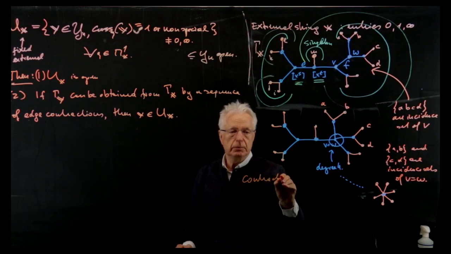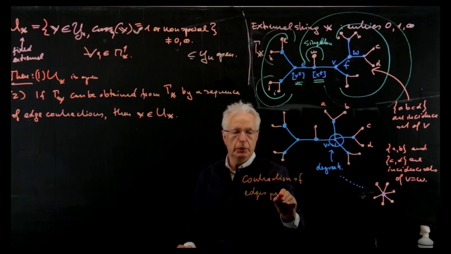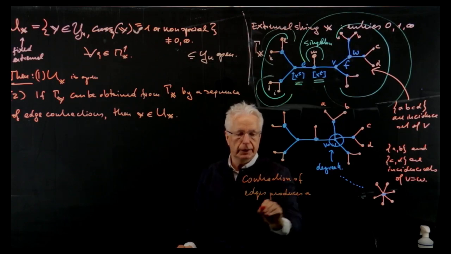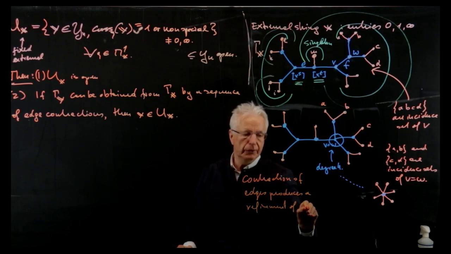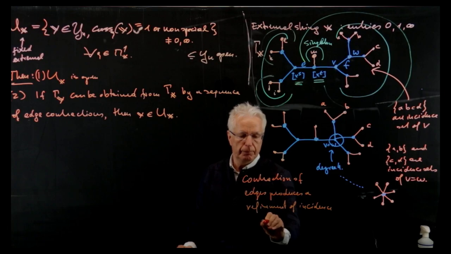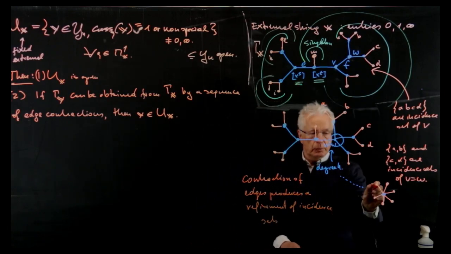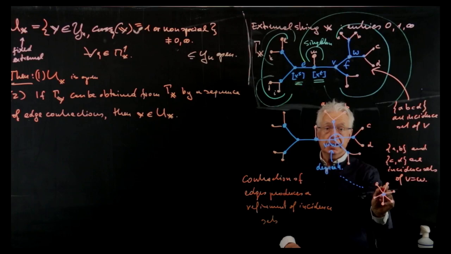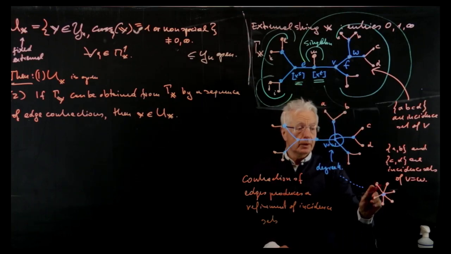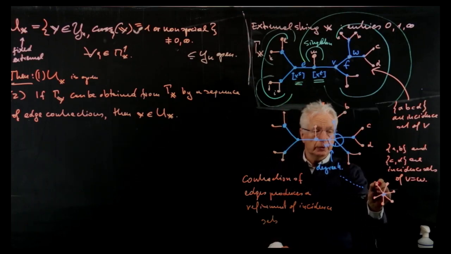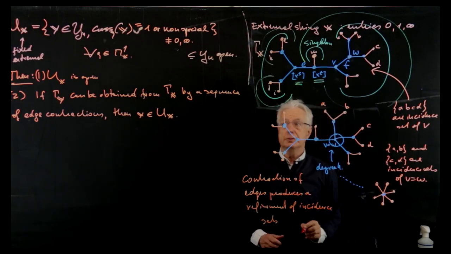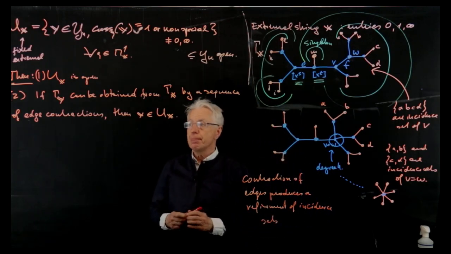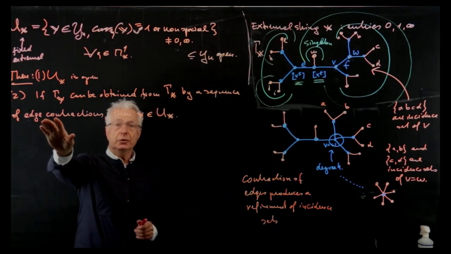Contraction of edges produces a refinement of incident sets. And once you are down here at the generic tree, here all are singletons. So the incident sets are here just one element sets, yeah, because all entries are different. Okay. So these were the concept of edge contractions.